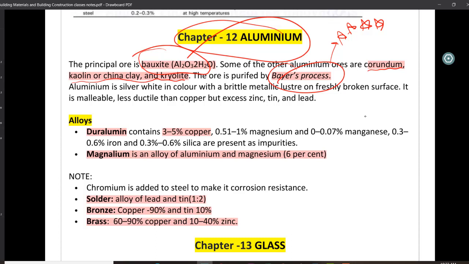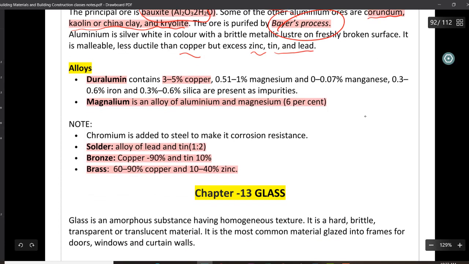To make the alloys, what are the various elements we basically use? We can use copper, zinc, tin and lead. Remember the alloys, they are very important. Two alloys of aluminum are frequently asked.